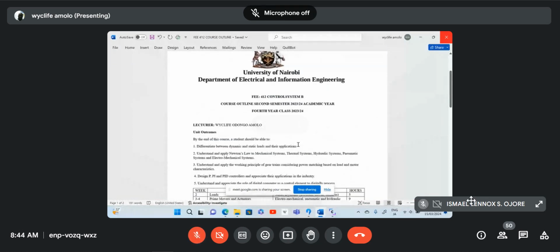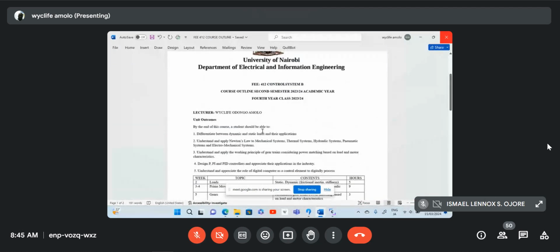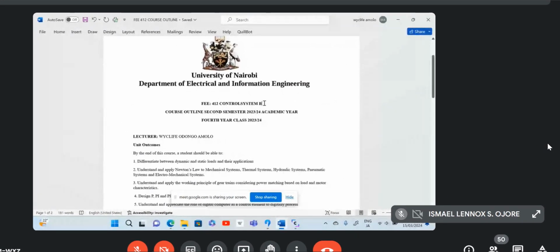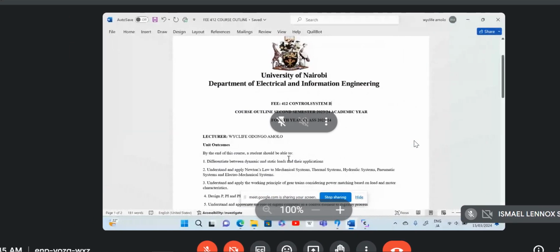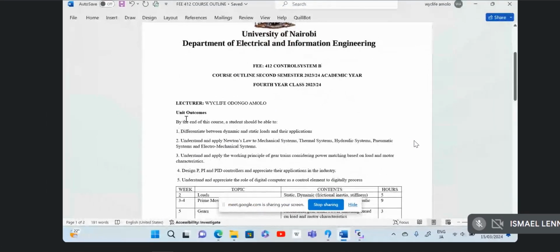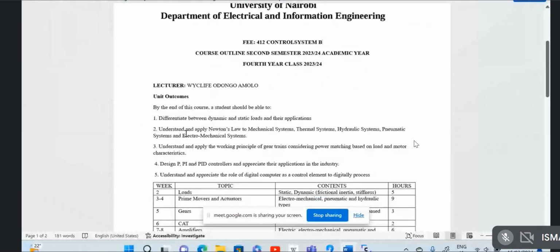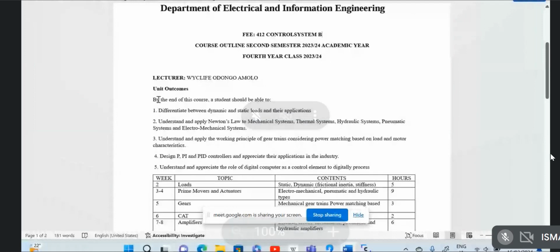Yes, thank you. I was talking about the course outline for the FEE 412, and it's talking about the Control System B. This area of study will be looking at certain objectives that must be covered, the five objectives. By the end of this course, you'll be able to differentiate between the dynamic and the static loads and the applications in the field of engineering.